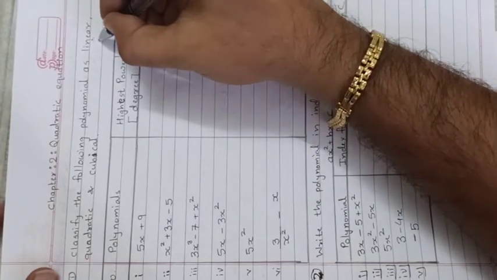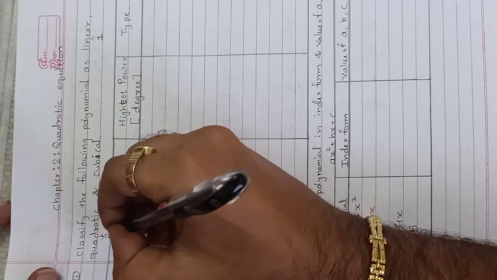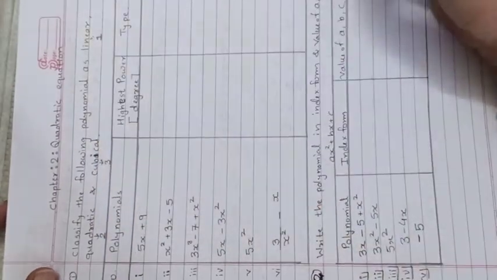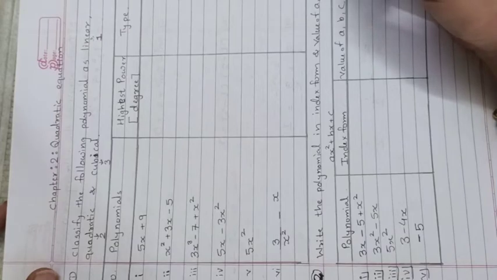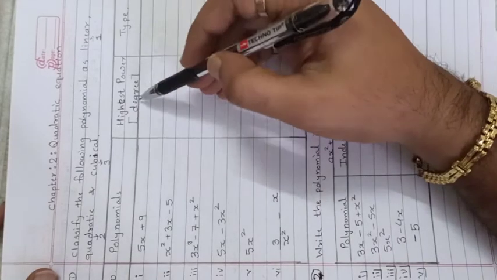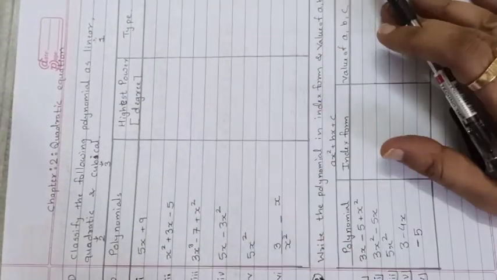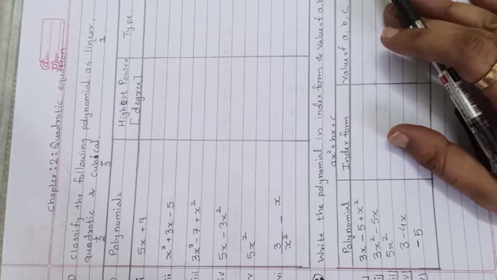So when the highest power is 1, then it is linear. When the highest power is 2, then it is quadratic, and when the highest power is 3, it is said to be cubical. And what is the highest power? The highest power is also known as degree. So let's start with the example. These are just activity, just to understand what type of equation this is.